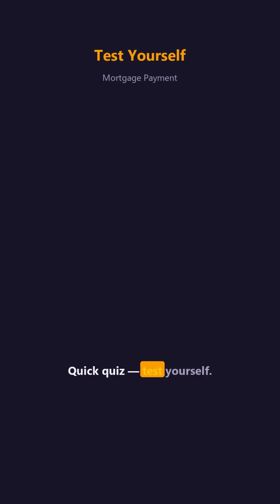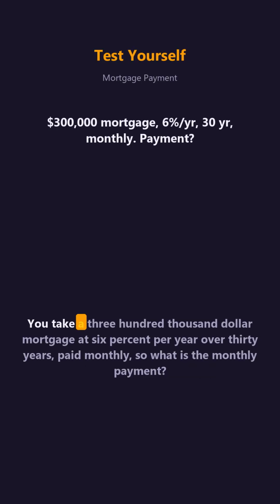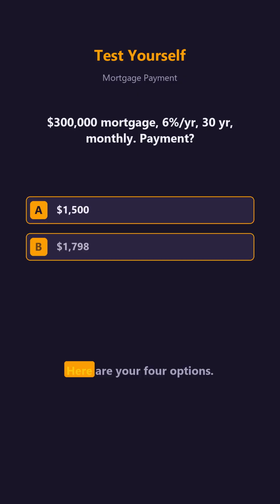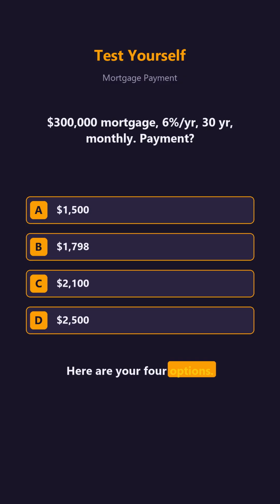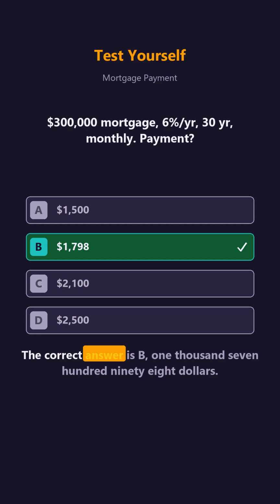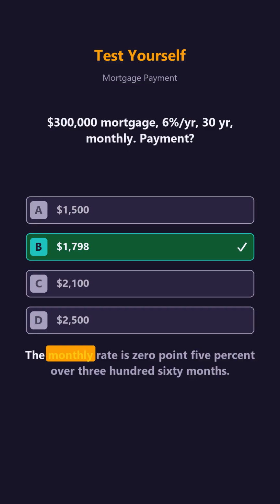Quick quiz, test yourself. You take a $300,000 mortgage at 6% per year over 30 years, paid monthly, so what is the monthly payment? Here are your 4 options. Pause the video and solve it now. The correct answer is B, $1,798. The monthly rate is 0.5% over 360 months.